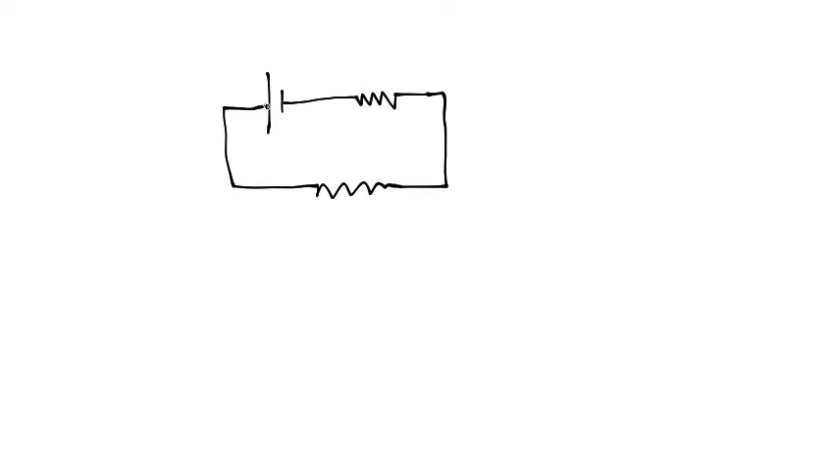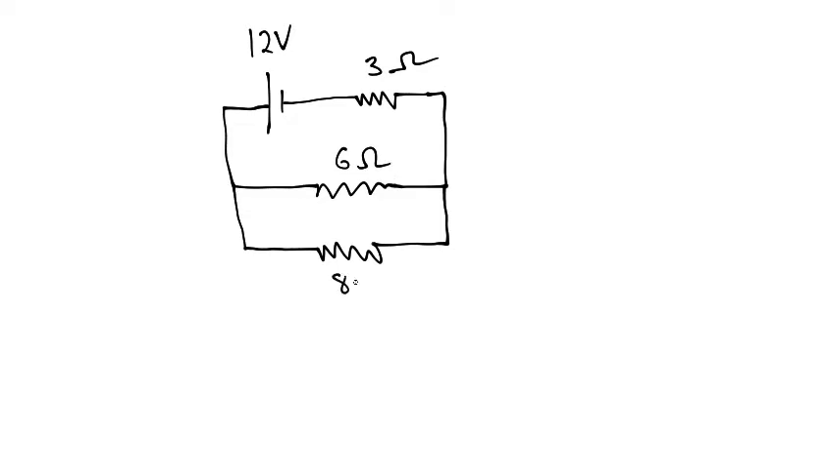And we're going to connect that to the battery. And that's not all. We're going to have another resistor here. Okay. And we're going to put some values on this. This is going to be a 12-volt battery, and this is going to be a 3-ohm resistor. This is going to be a 6-ohm resistor, and this is going to be an 8-ohm resistor.